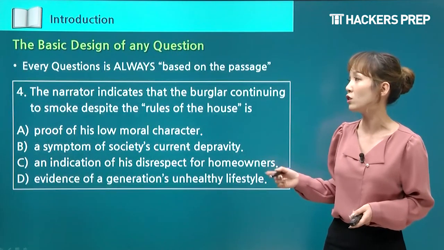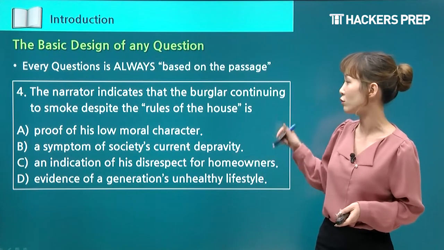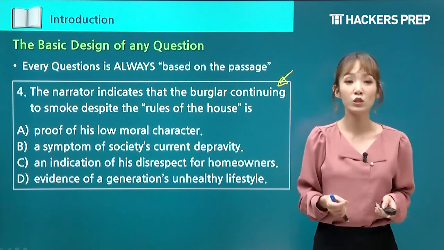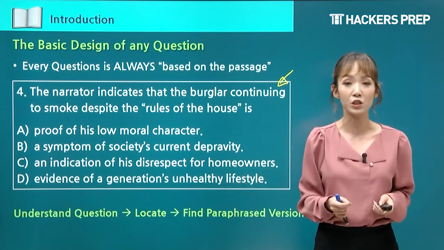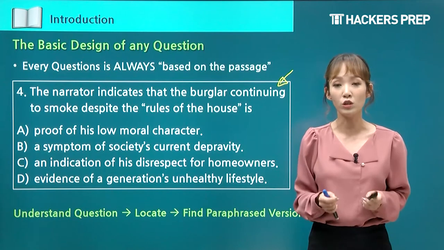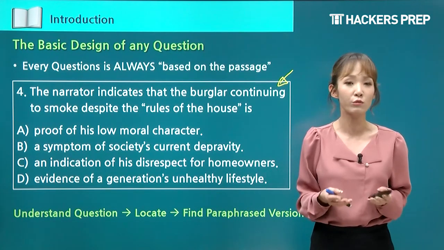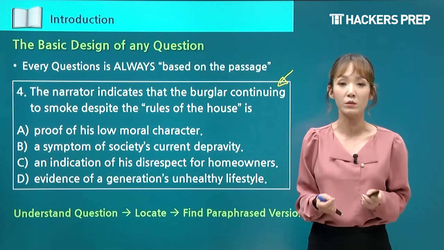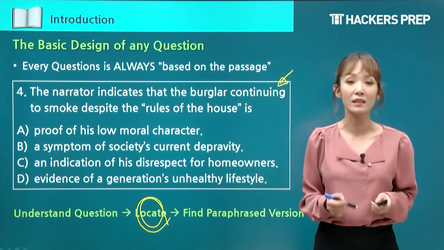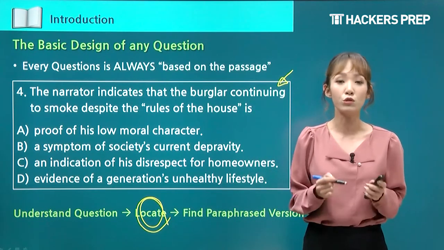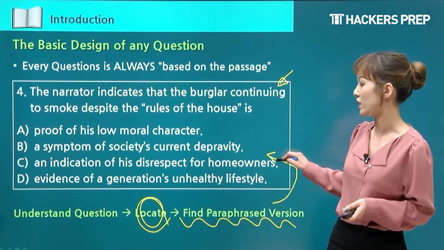Now, the basic design of any reading test is as follows. First, you have to read the question. And then once you read the question, you have to locate it in the passage. The first thing you do not want to do is pull the answer out of your head based on a cursory reading of the passage. No, that is where you make a mistake. You always go back to the passage and make sure you locate the exact line. And then you carefully read that line and find the paraphrased version within the answer choice.